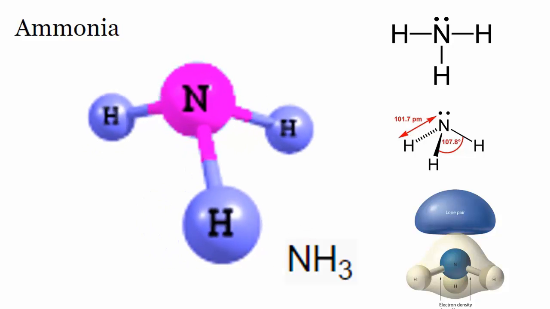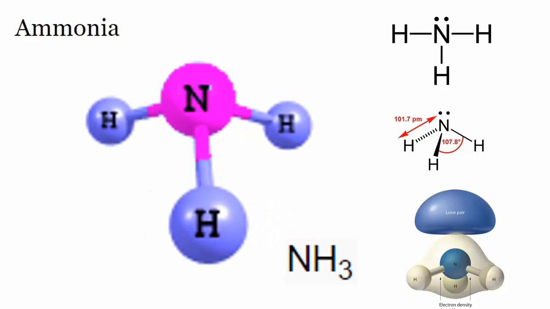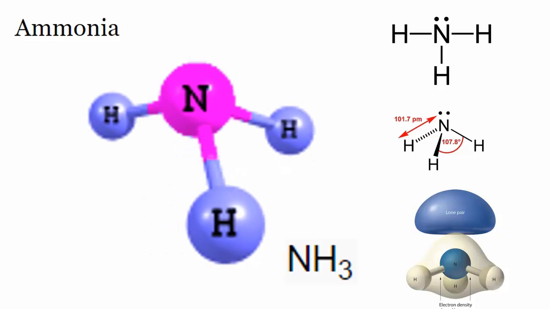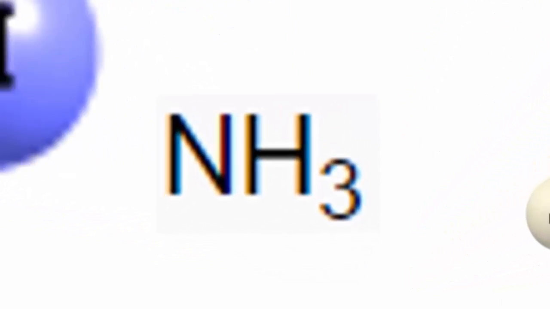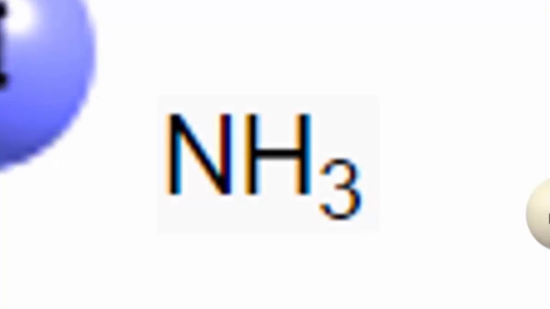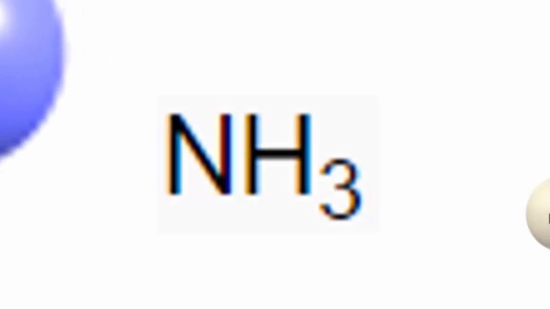And the various pictures you see here, there are 4 pictures here. They're all models. The chemical formula for ammonia is NH3. It's called the stoichiometric formula. Stoichiometric means it tells you how many of each element is in the molecule. So NH3, see the subscript 3? That tells you that there are 3 hydrogens.